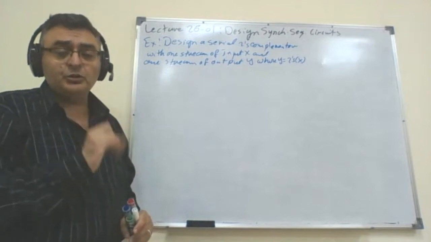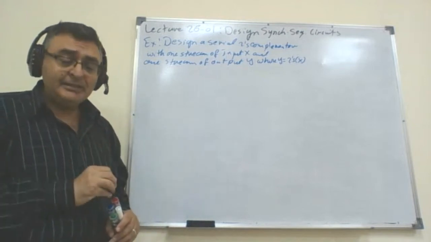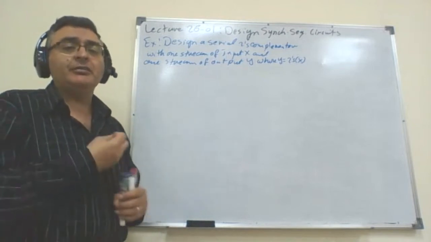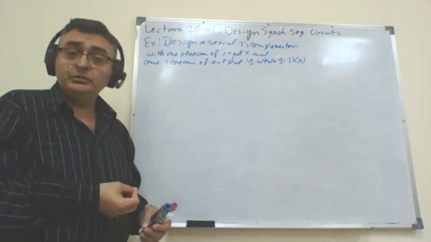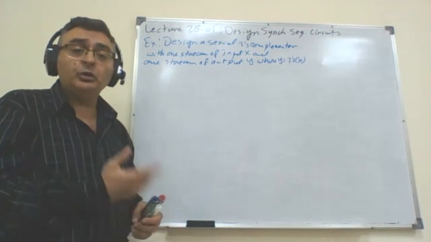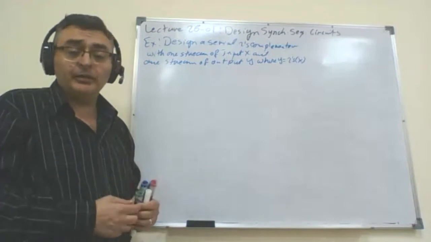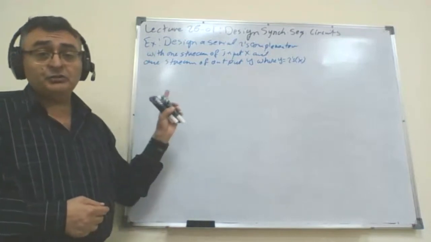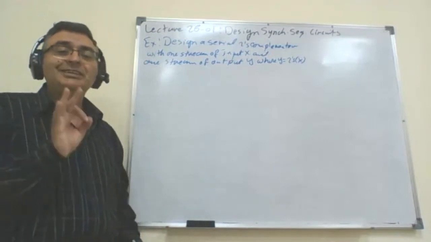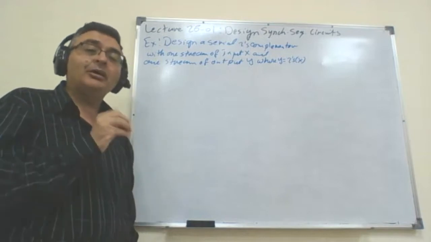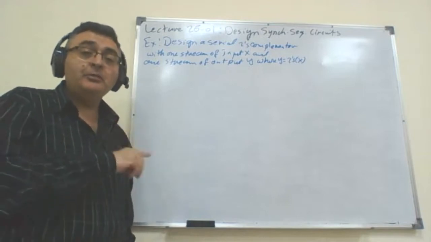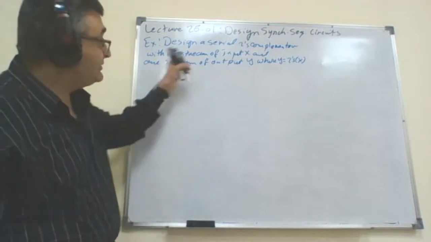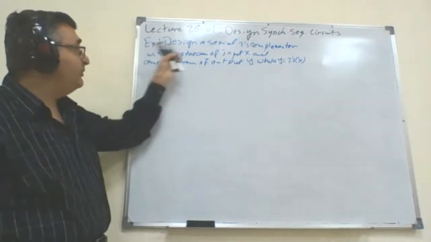This is a serial 2's complementer. That means it is converting the bits of the input and generating the output on the fly while they are coming. So the advantage of this circuit is that I don't need to know the number of bits for the inputs. And this is explicitly mentioned here.